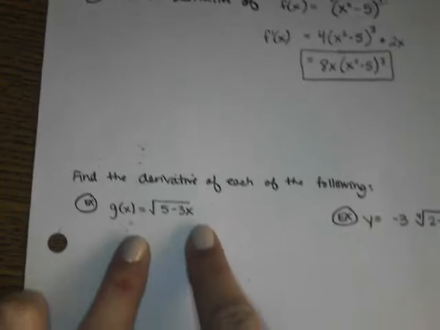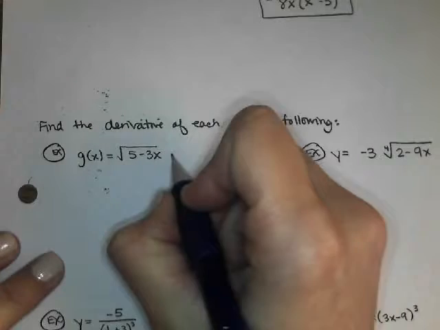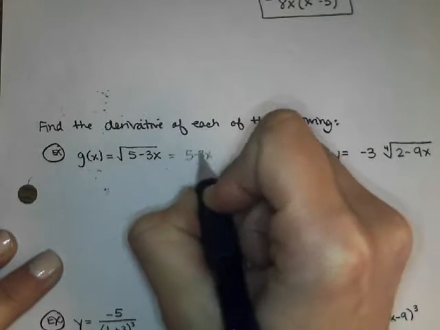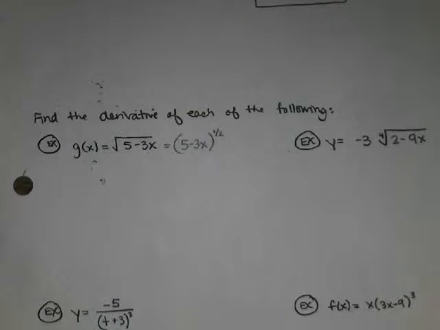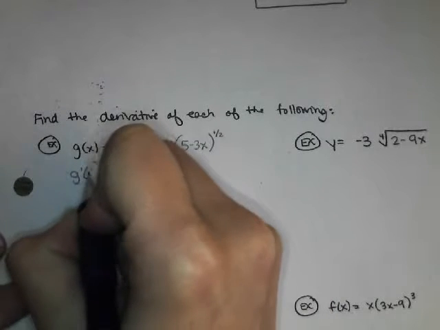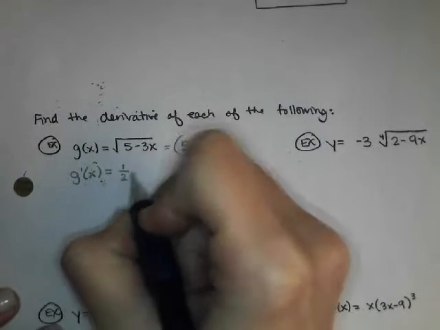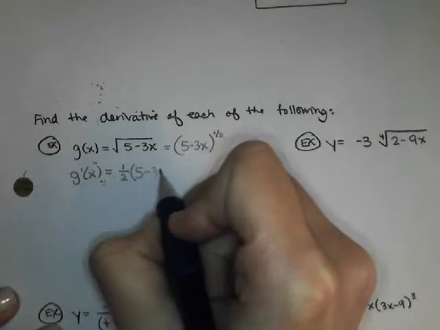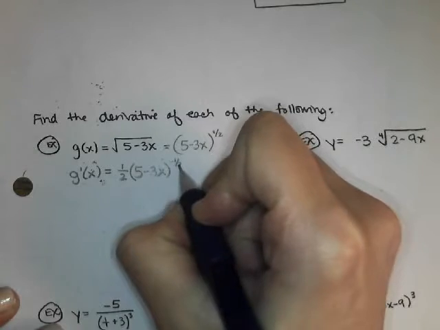Okay. So jumping down to the next example with this square root of 5 minus 3x, I would still get in the habit of rewriting your original function into a more conducive format to the power rule. So when we initially go to find g prime, we follow the power rule first, bring your 1/2 out in front, keep your base the same, reduce your power by 1, so that's going to be negative 1/2.